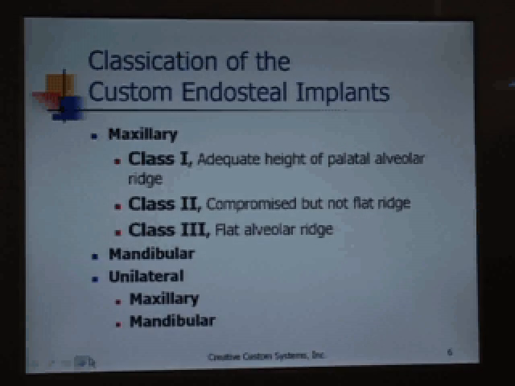The unilateral is classified into the maxillary or the mandibular, and these implants have been used in my practice quite extensively for the last 19 years. We use them mainly in the posterior maxilla rather than doing a sinus elevation, and we feel that's important because it distributes the load over the cortical bone and is a much more solid implant. And then the unilateral mandibular, as long as we have struts going over the external oblique ridge, these unilateral mandibular custom endosteal implants work very, very well long term.